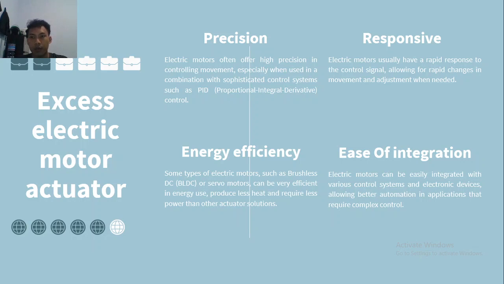Number 3, energy efficiency. Some types of electric motors such as brushless DC or BLDC or servo motors can be very efficient in energy use, produce less heat, and require less power than other actuator solutions. Number 4, ease of integration. Electric motors can be easily integrated with various control systems and electronic devices, allowing better automation in applications that require complex control.